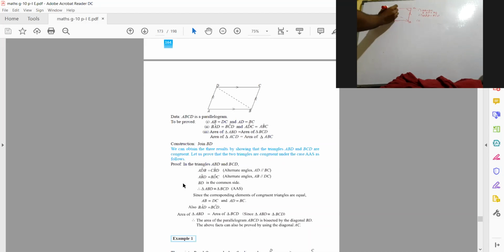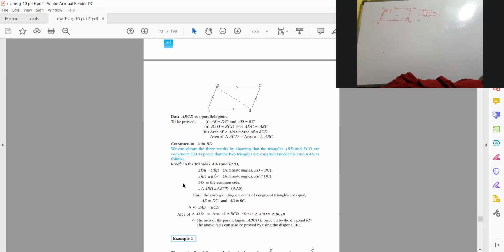First we said these two are equal due to alternate angles, right? Then these two angles, this one and this one, because of this alternate angle, are also equal. And this side is common to both triangles ABD and BCD.